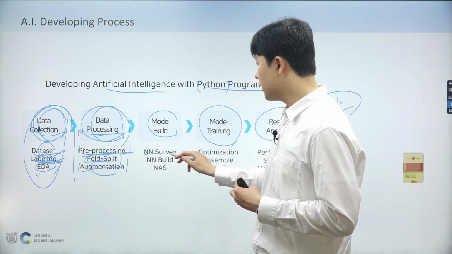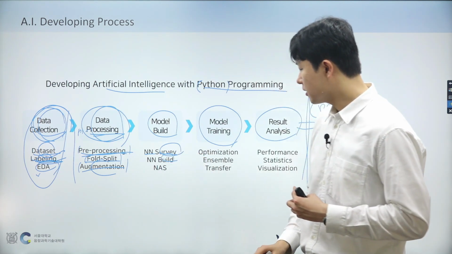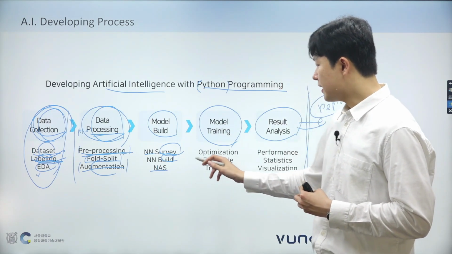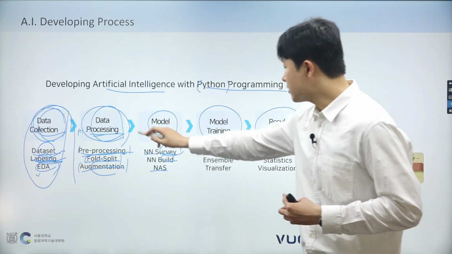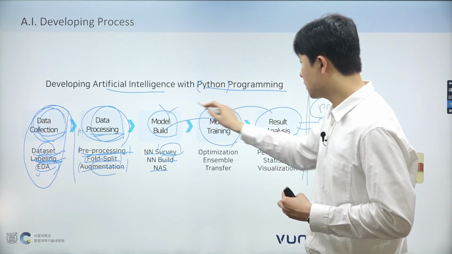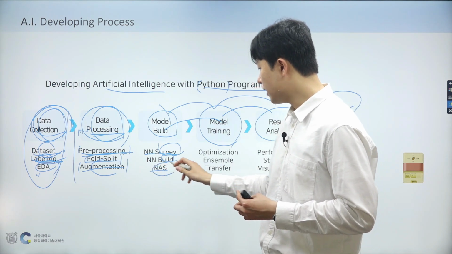After the data is processed, we move on to building models. This stage involves conducting a neural network survey to select the appropriate architectures, building the neural network, utilizing techniques like neural architecture search. NAS automates part of the model building process, helping to identify the most efficient architecture tailored to our specific data and task requirements.